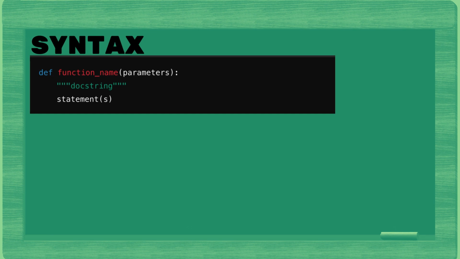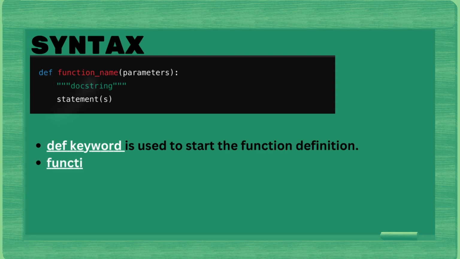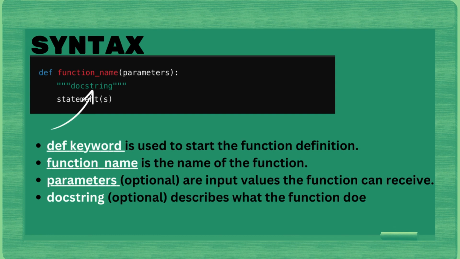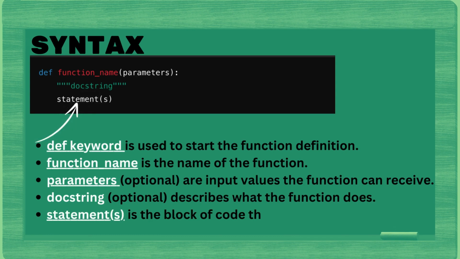Syntax of a Python function. The def keyword is used to start the function definition. function_name is the name of the function. Parameters (optional) are input values the function can receive. Docstring (optional) describes what the function does. Statements is the block of code the function executes.